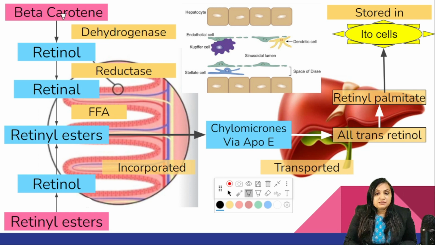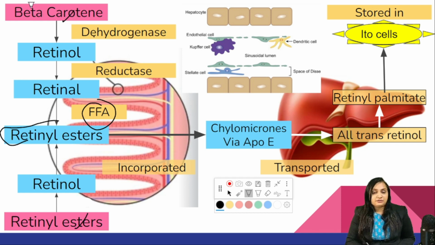As we discussed, beta carotene is a plant source, while retinyl esters are bound to fatty acid. So from beta carotene to retinol, we require dehydrogenase. Retinol is again reduced to retinal and then it binds to free fatty acid and gets converted to retinyl esters if it is from beta carotene. While from the animal source, retinyl esters are converted to retinol and again to retinyl esters, taken up by the intestine, where they are incorporated in chylomicrons and circulated in the blood, and these chylomicrons, with the help of ApoE, are taken up by the liver.